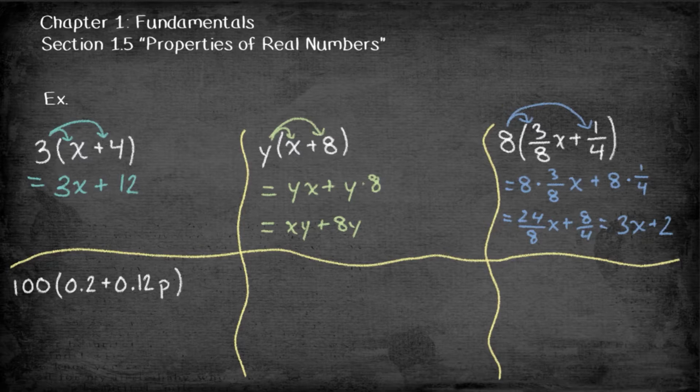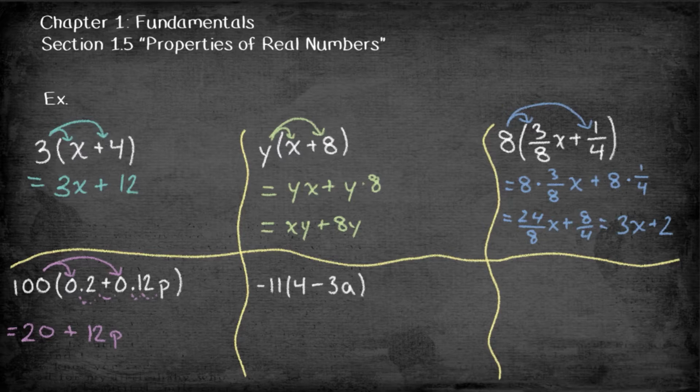Okay, so that wasn't too bad. Now we have decimals. But again, this is working the same way. So I'm taking 100 times 0.2. And remember, when we're multiplying by 100, it's like we're just moving our decimal point 2 places over to the right. So we end up with 20. And same deal with the 0.12, adding 12p.